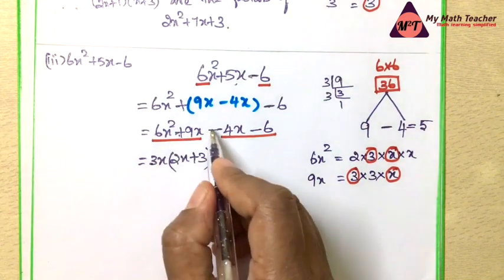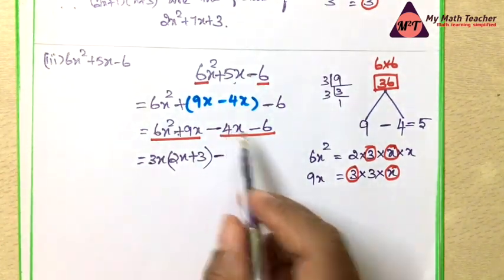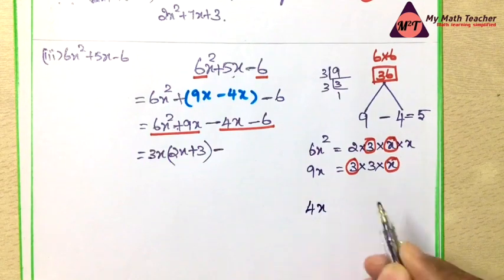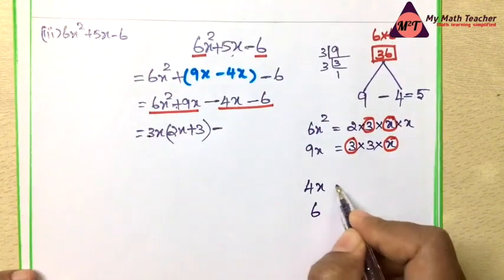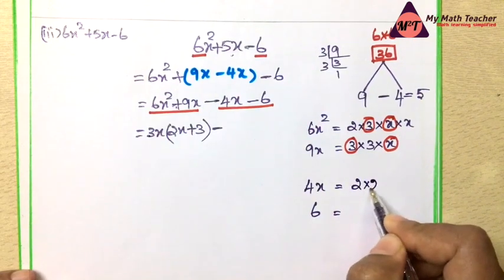Now, there is a negative sign here. I am writing the negative sign. The same way, you have to write the last two terms. 4x and 6 here. Now, 4x can be written as 2 into 2 into x.